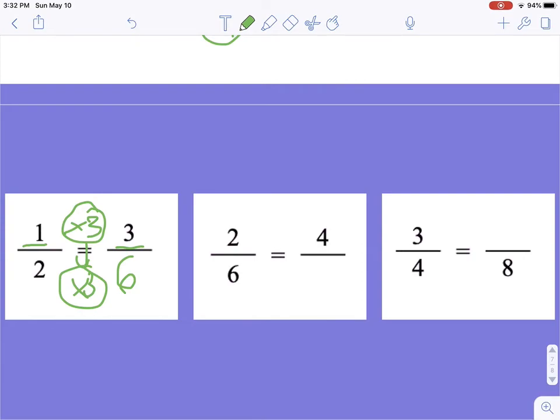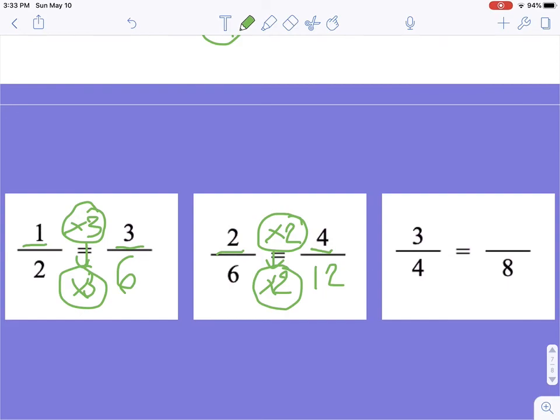Coming over here to this one, I'm given the top numbers again, 2 and 4. 2 times what gives me 4? 2 times 2 gives me 4. Bringing that down. Okay, trying to figure out this bottom number now. 6 times 2 is 12. So 2/6 is equivalent or equal to 4/12.